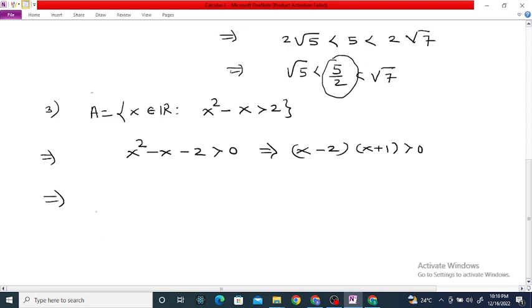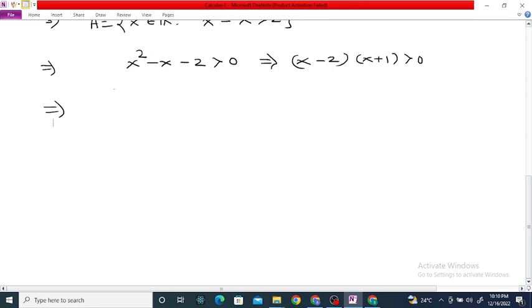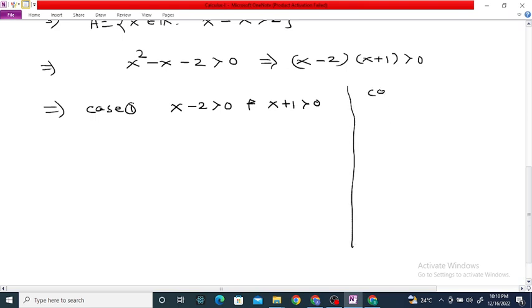The product of two numbers is positive if both are positive or both are negative. So case 1: both x − 2 > 0 and x + 1 > 0, or case 2: both are negative, x − 2 < 0 and x + 1 < 0. So here it is x > 2 and x > −1.